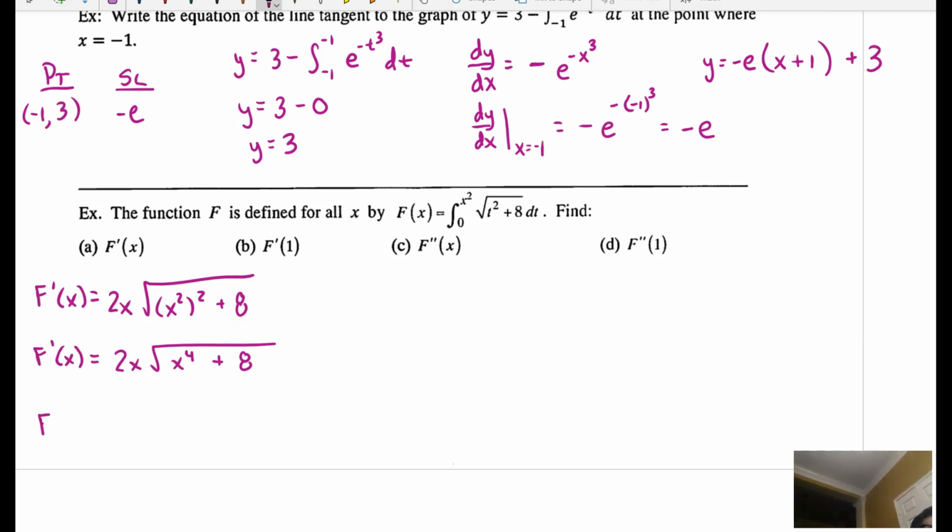F prime at 1, plugging in 1 is 2 square root. 1 to the fourth is 1, plus 8 makes 9. So 2 times the square root of 9, which is 6.